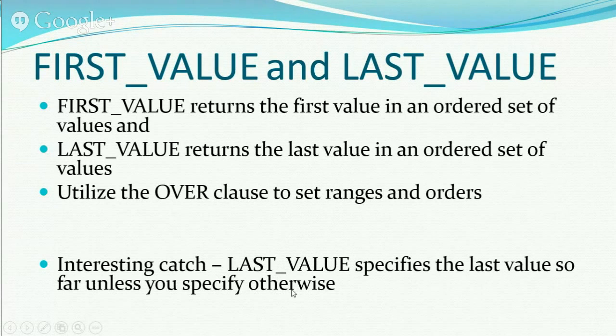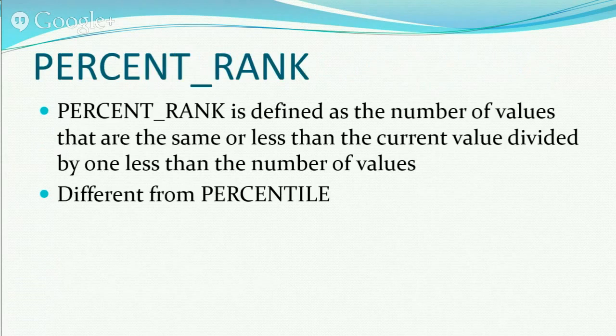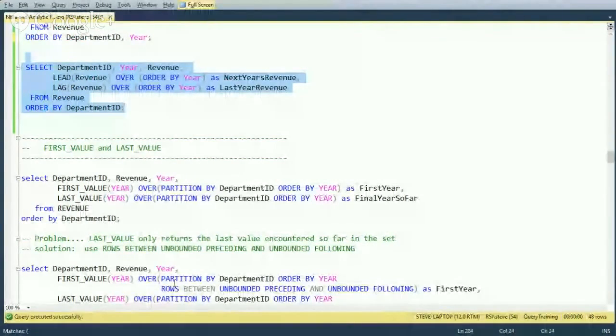So when you're looking at a partition, I would have guessed that last value meant the very last thing in that partition, but not true. As it's aggregating through each row, it's the last value you've encountered so far. And we'll take a look at how to change that, how to look at that.